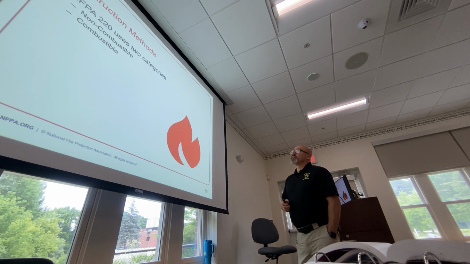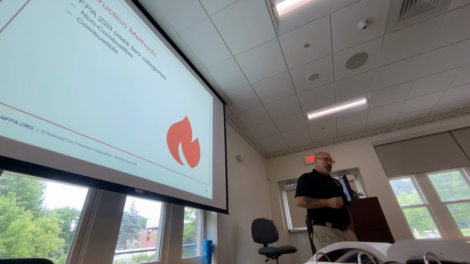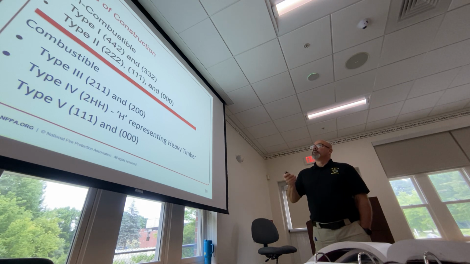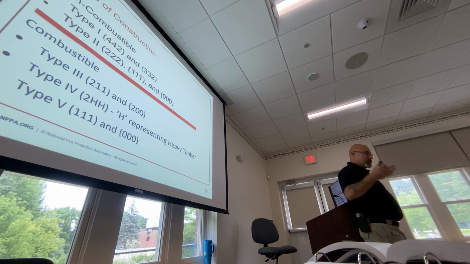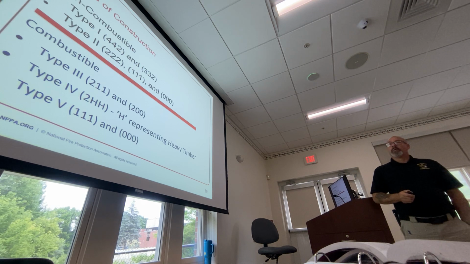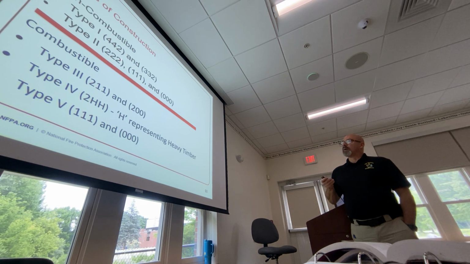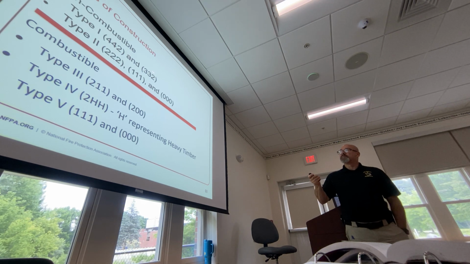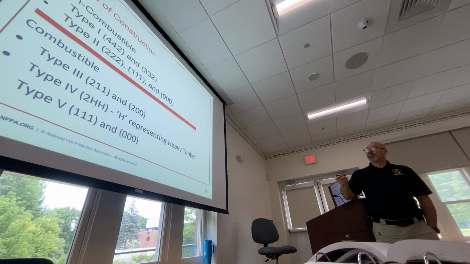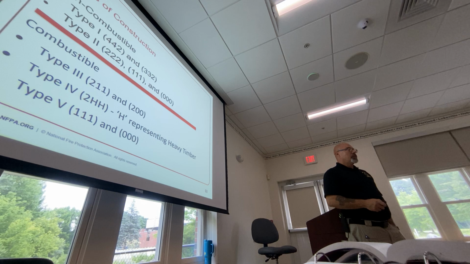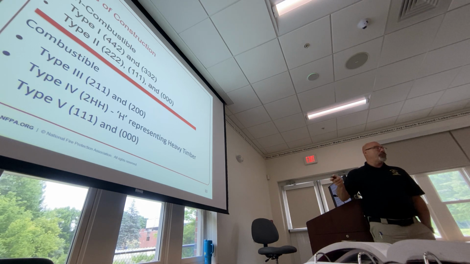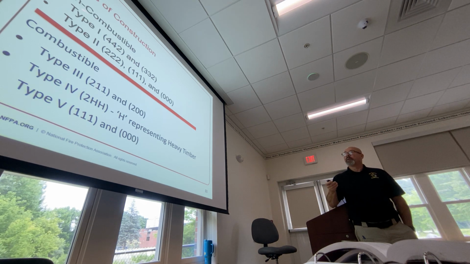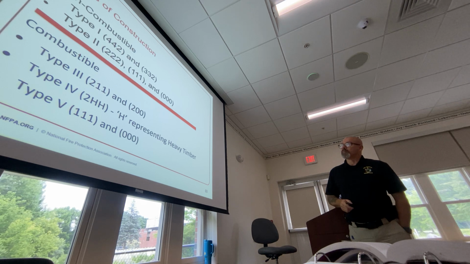So NFPA uses 2 categories, non-combustible and combustible. It's broken down into non-combustible, things that do not burn, type 1 and type 2 buildings. Then they break them down into 442, 332, 222, 111, 000. Those are your fire resistive ratings. A type 2, 000 building is a non-combustible building that has no fire resistive ratings whatsoever. A type 2, 111 is a non-combustible building that has 1 hour ratings.